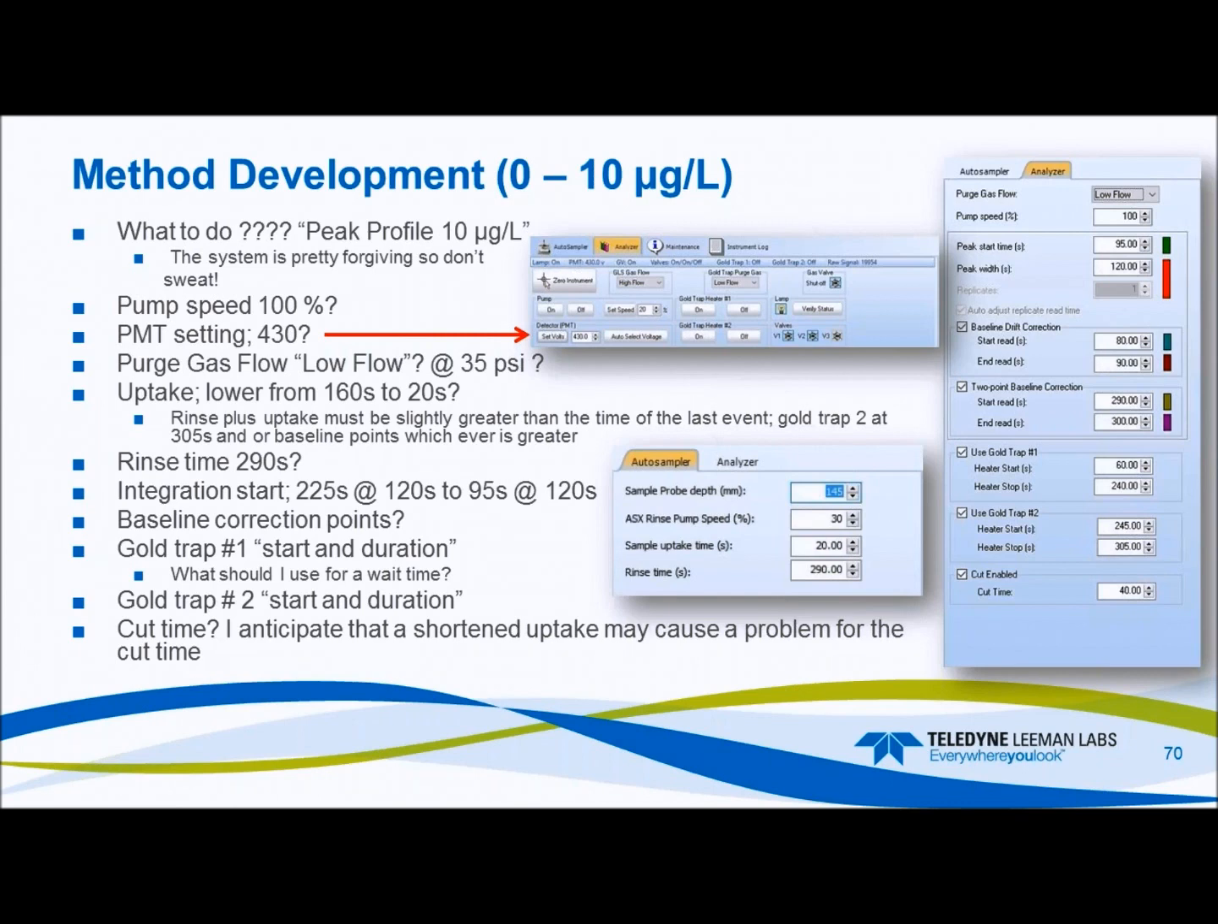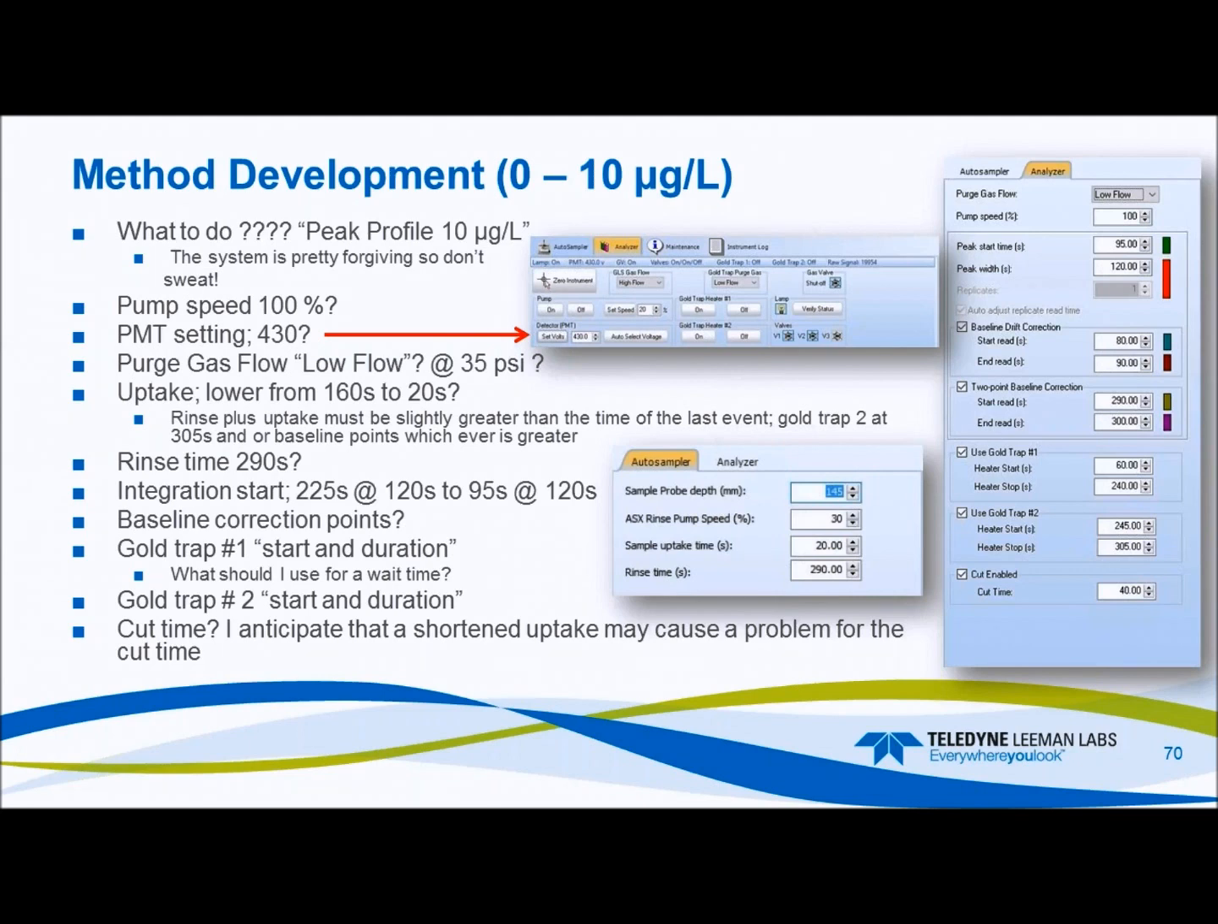So if we change the PMT setting, that will reduce the sensitivity of the system. Purge gas, low flow at 35 psi. Is that going to work? I don't know. Uptake, I know 160 seconds is going to be a lot of mercury onto the gold, so let's reduce it. Let's go to 20 seconds.